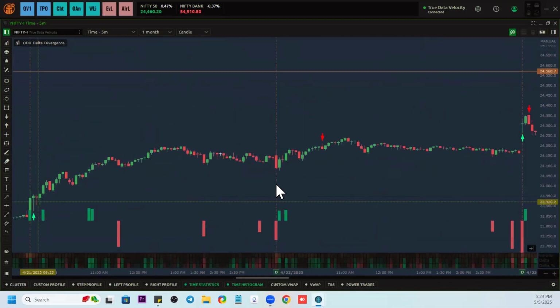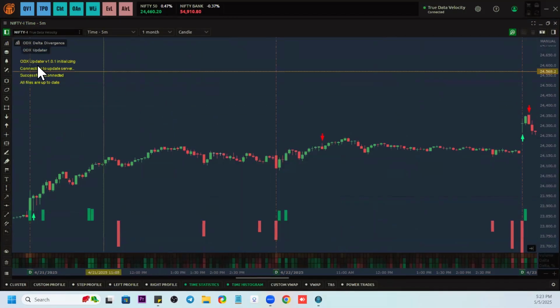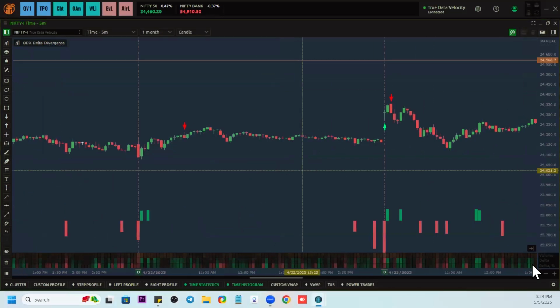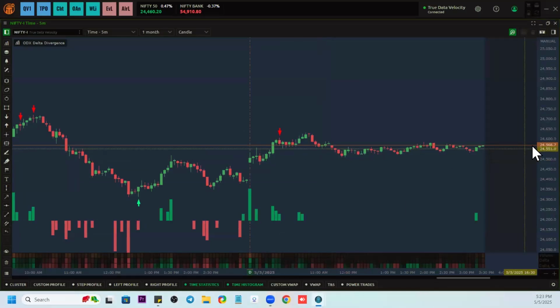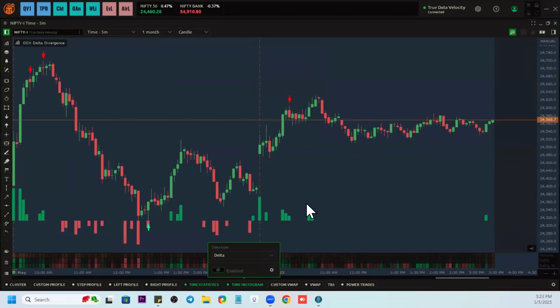And if you have any further questions, you can ask. Those who have joined late, just remember to check this indicator. You need to type ODX updater and update it and restart the Quantower. Make sure you restart the Quantower. It will download the files and then you will get it. And you will get the next version in 3-4 days where you will have the delta and alert criteria as well.